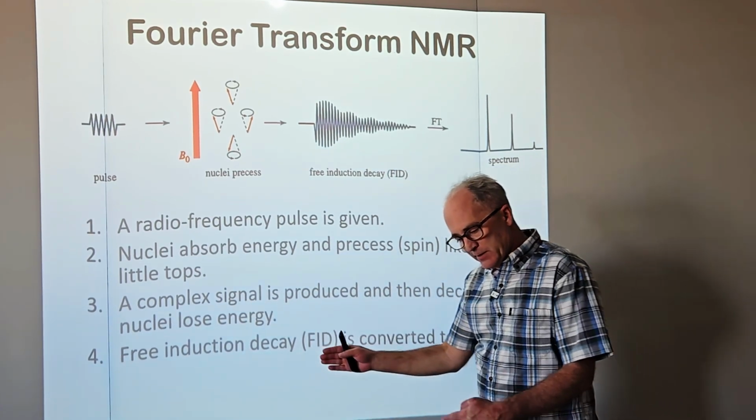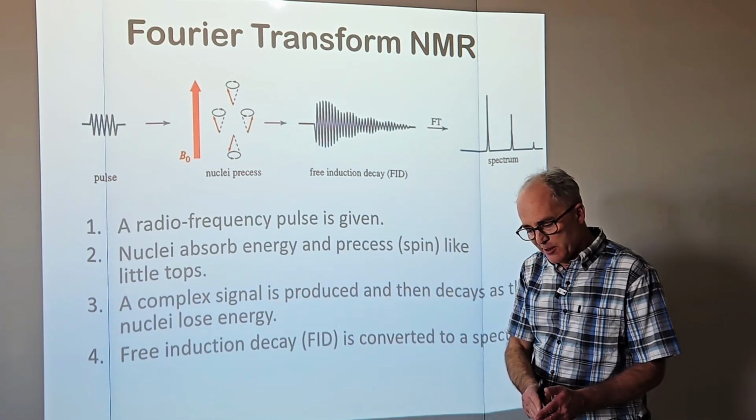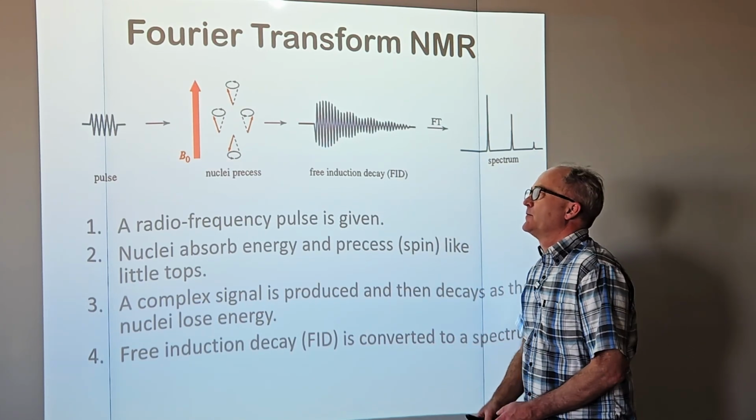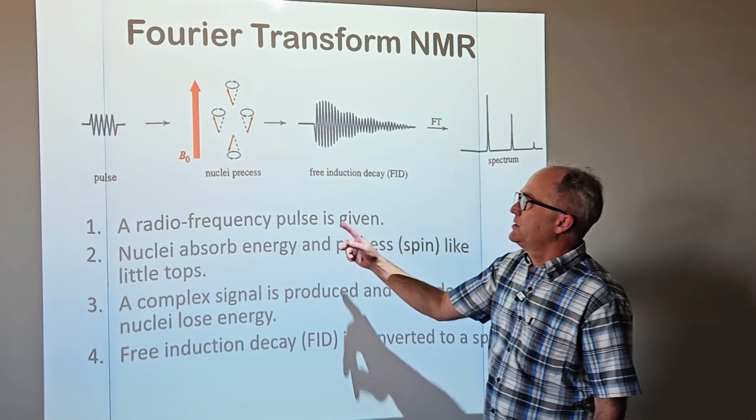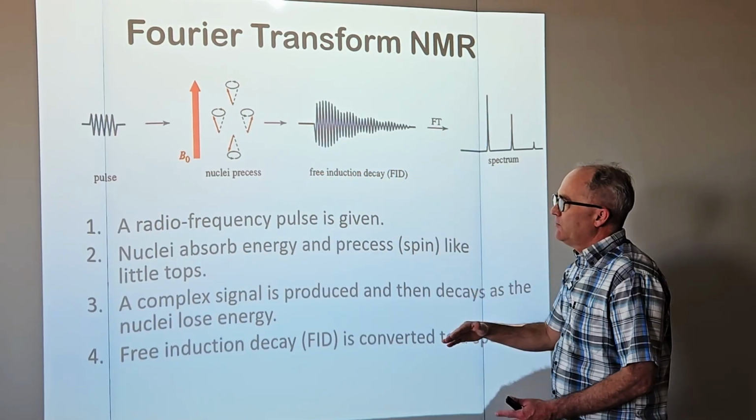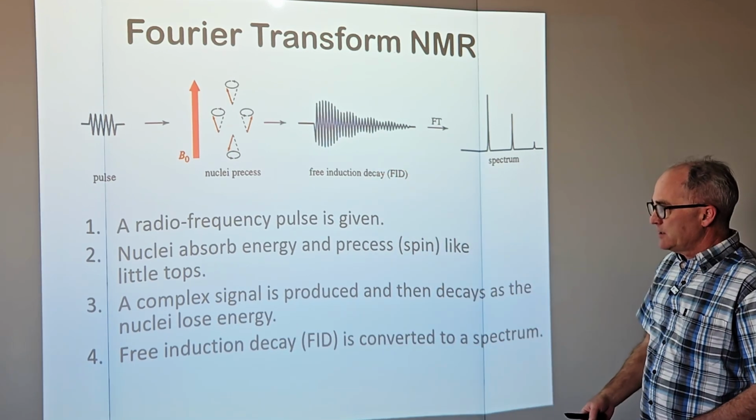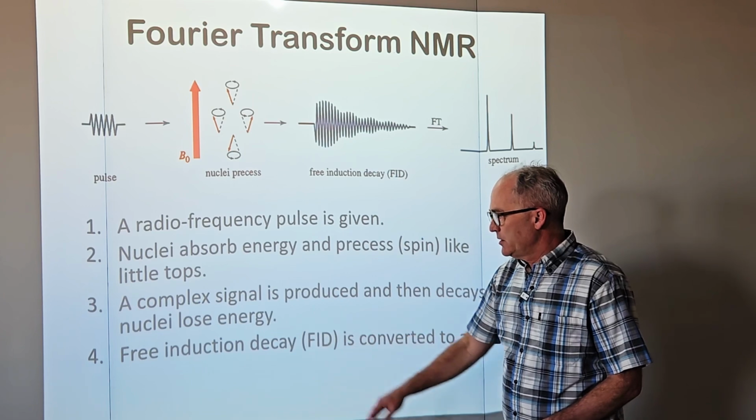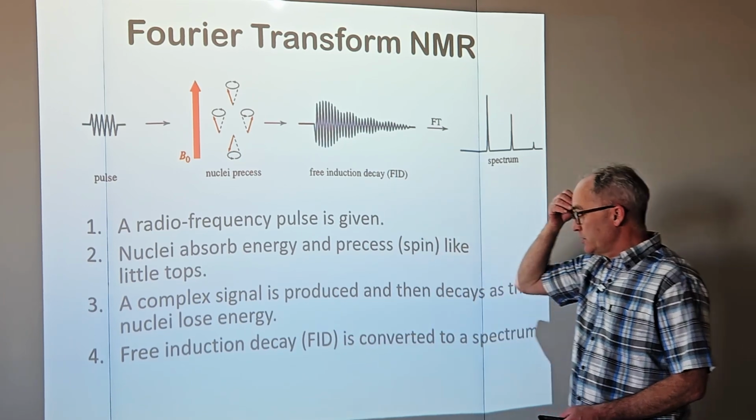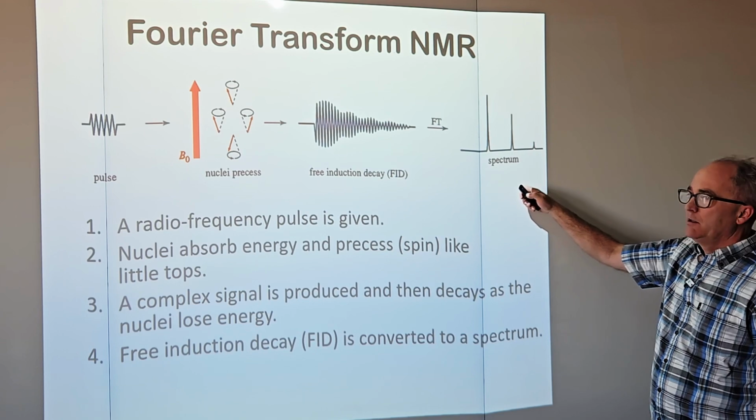So instead of scanning various radio frequencies and seeing absorptions, a radio frequency pulse is given. It excites these nuclei, and they give off a signal when they decay down, and then that is detected, and a Fourier transform is done on this free induction decay waveform, and a spectrum is generated.